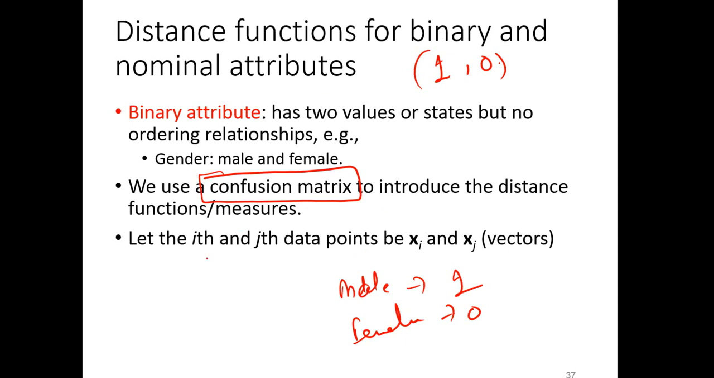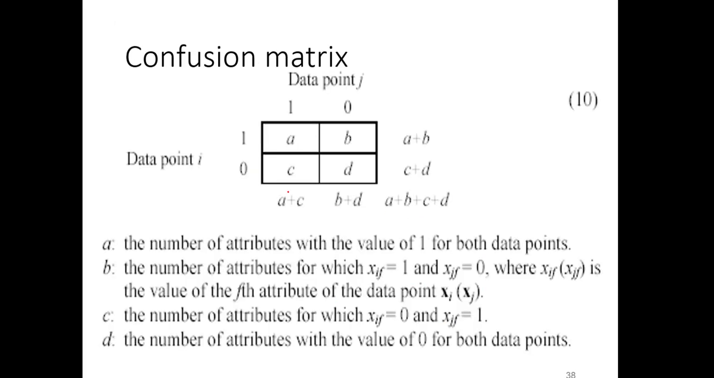So how do we do that? We take the ith and jth data points. Let's say they are xi and xj, which are in vector form, by the way, because they have different values. And then you calculate how many times xi takes a value of 1 and xj takes a value of 1. The number of times, let's say, is a. How many times is xi 1 and xj 0? The number of times is b. And how many times is xi 0 and xj 1? Number c. And when both are 0, it's number d.